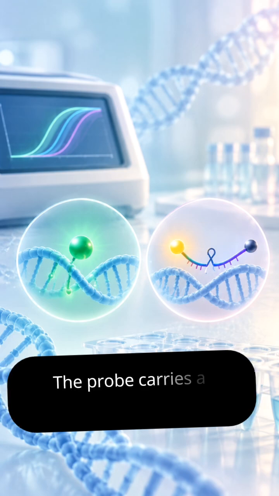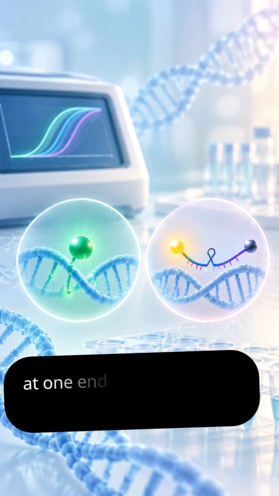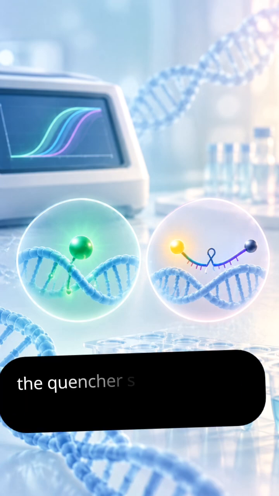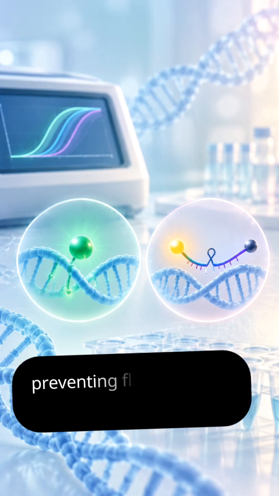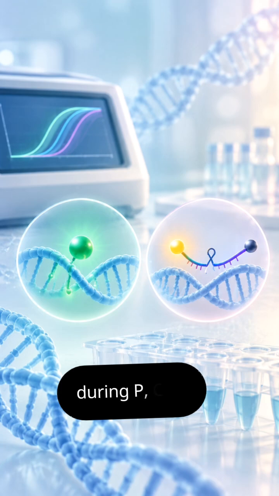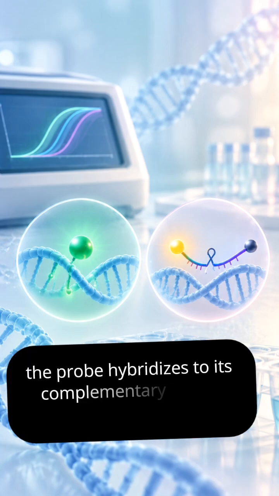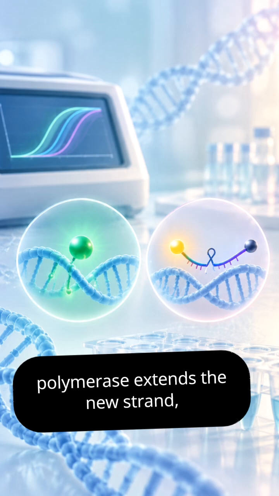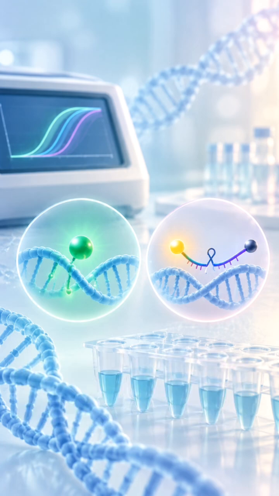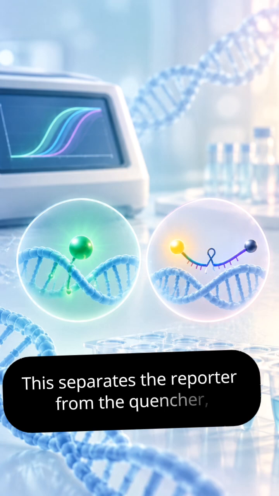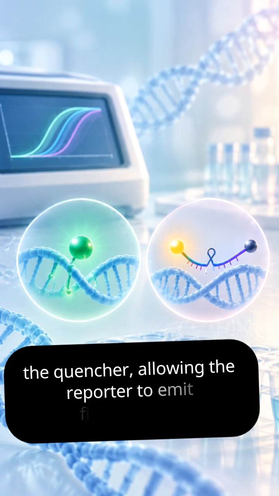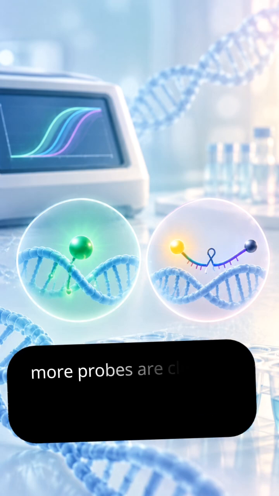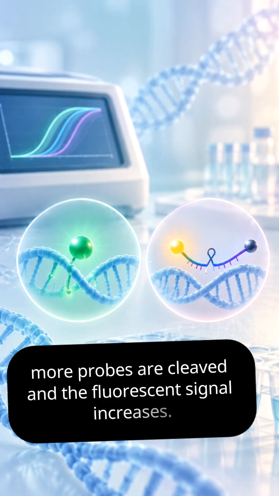The probe carries a fluorescent reporter at one end and the quencher at the other. As long as the probe is intact, the quencher remains close to the reporter, preventing fluorescence. However, during PCR, the probe hybridizes to its complementary target sequence. As the Taq DNA polymerase extends the new strand, it cleaves the bound probe. This separates the reporter from the quencher, allowing the reporter to emit fluorescence. As more target molecules are amplified, more probes are cleaved and the fluorescence signal increases.